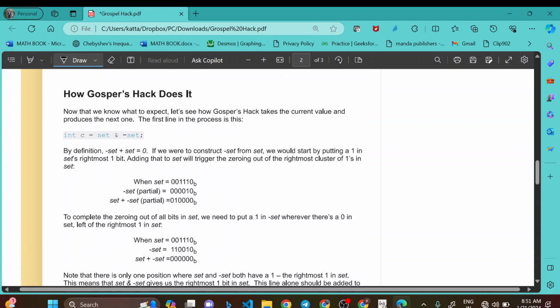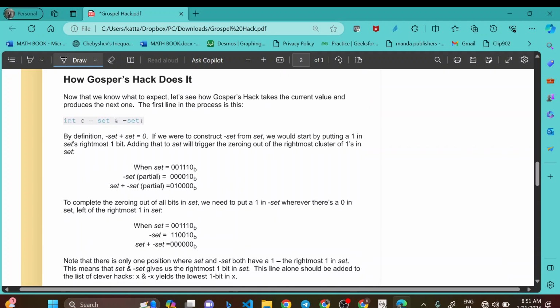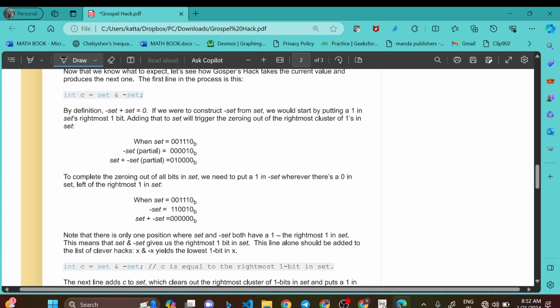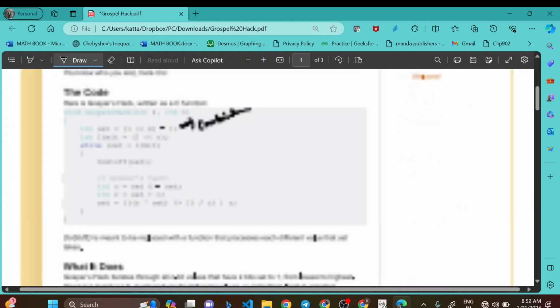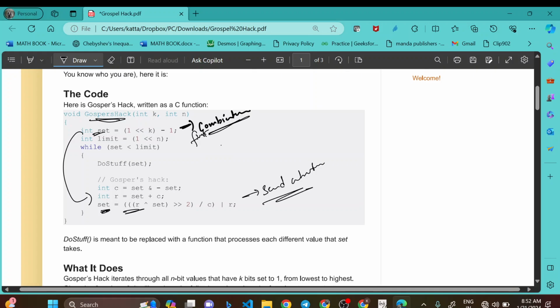So how is that Gosper's hack working? That is the thing that you need to understand. What are the 3 steps of the Gosper's hack? This is the same code that I've put in the code as well. First, take int set, and take int c, then take int r to be set plus c, and then set to be r or set right shift of 2 divided by c. This gives the final second combination.